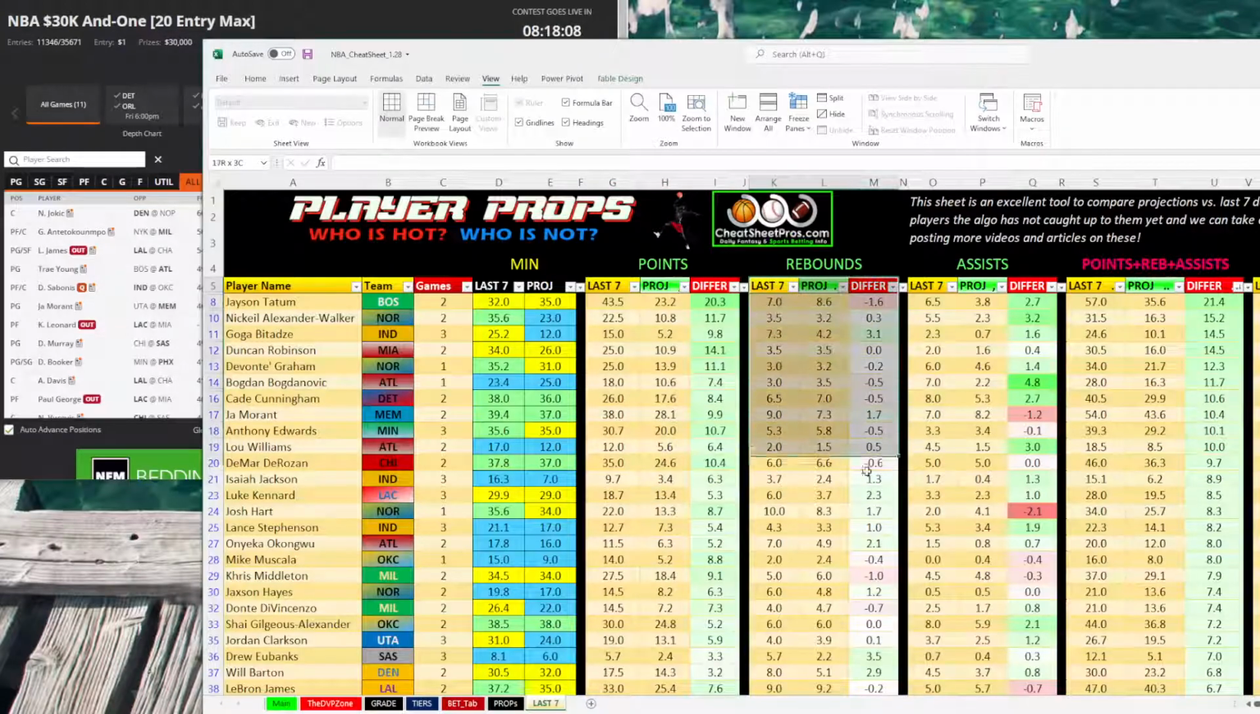If you're doing points, you can do the same thing here. If you're doing rebounds, you can look at the same ones and see who's rebounded a lot more over the last week. But I recommend looking at the last 7 averages and the last 15-day averages, finding the difference with the current projection, and then looking into their game logs.